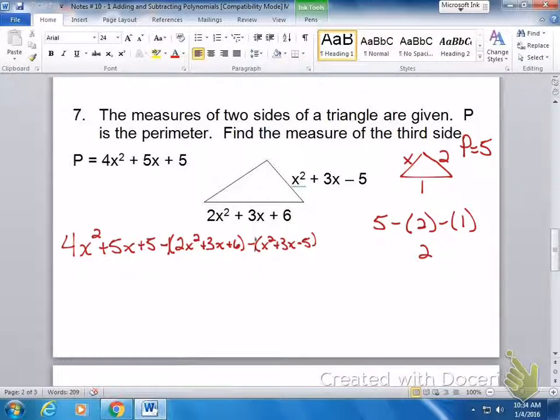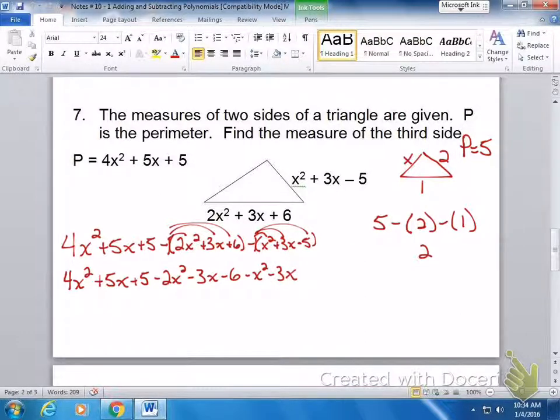Now there is a negative 1 in front of both these parentheses, so I do have to distribute before I can combine. So I have 4x squared plus 5x plus 5 minus 2x squared minus 3x minus 6. I just distributed my negative, changed the signs. Minus x squared minus 3x plus 5. Now, I want you to pause it for a second, combine your like terms. If you did it, I have 4x squared minus 2x squared minus x squared. That gives me 1x squared left.